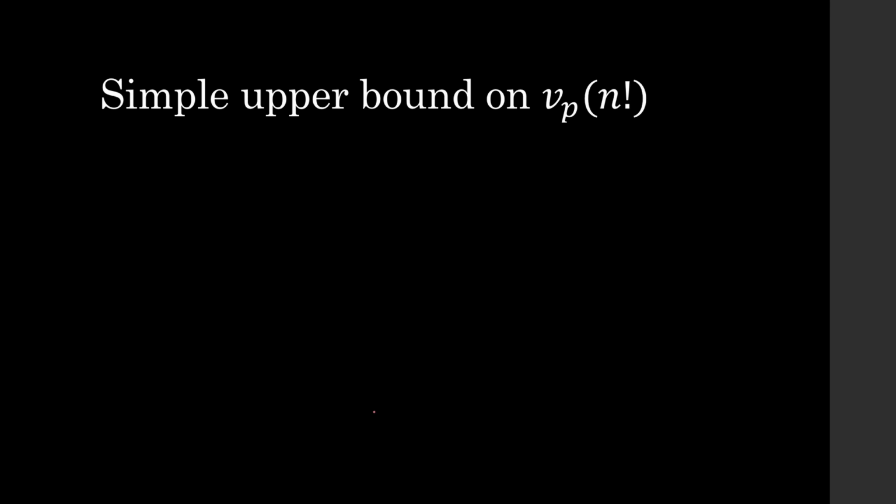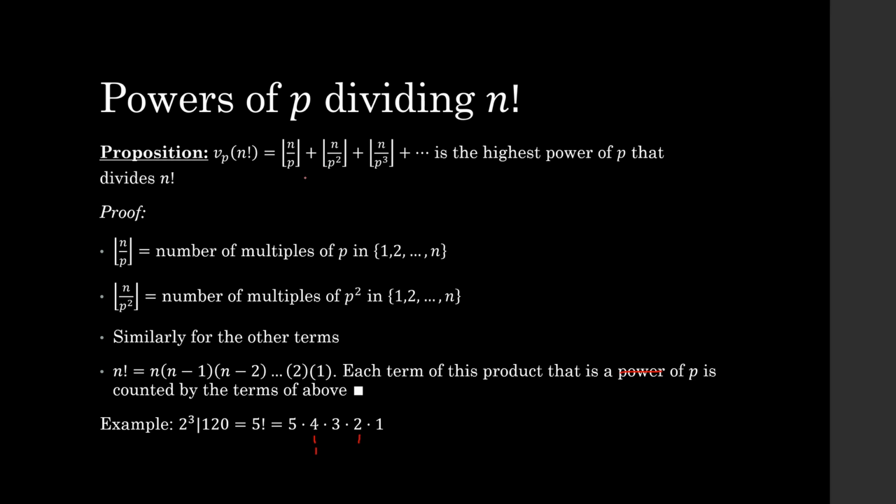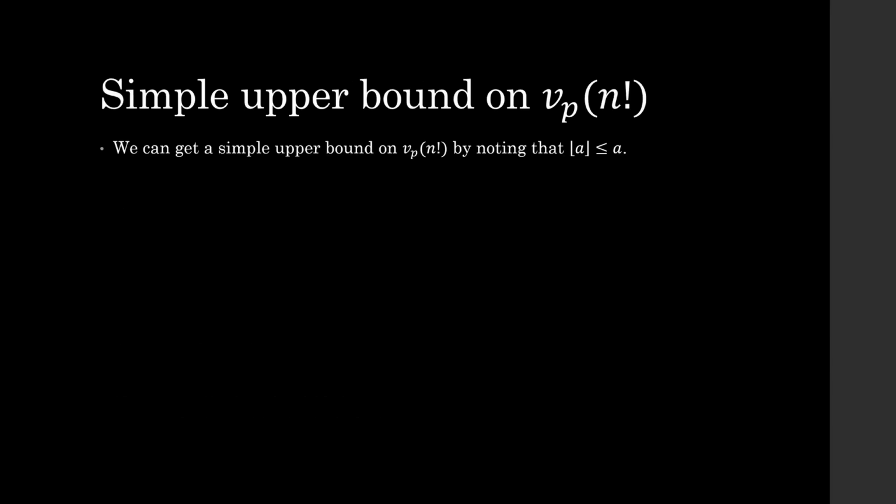Alright, so there's an upper bound on this. I gave us a series here, but it's not especially easy to compute, especially because it's an infinite series and you have to keep doing it until you get to a term that's 0. But there's a simple upper bound on this. If we note that the floor of a is always going to be smaller or equal to a, and that's pretty clear to see. And so if I look at v_p of n factorial, it's equal to that series that we just showed before. And so by applying this inequality, that's smaller or equal to just removing those floor functions.